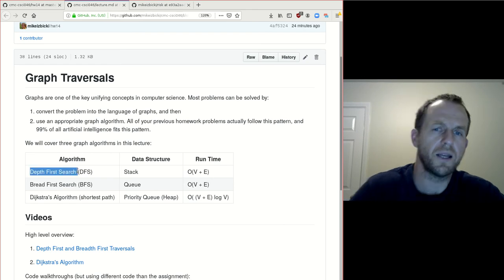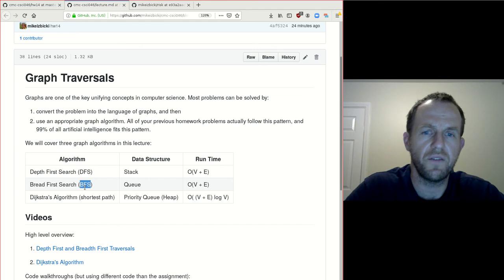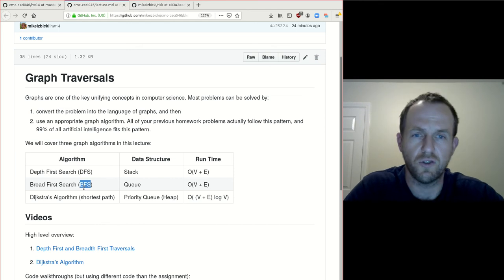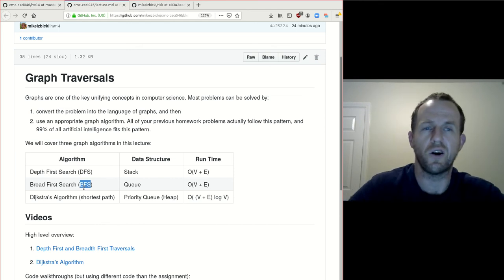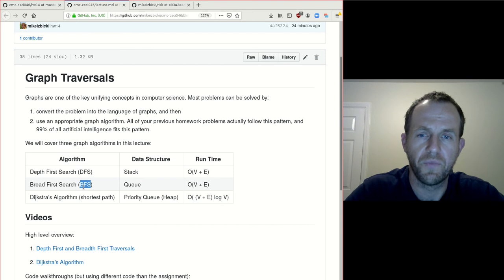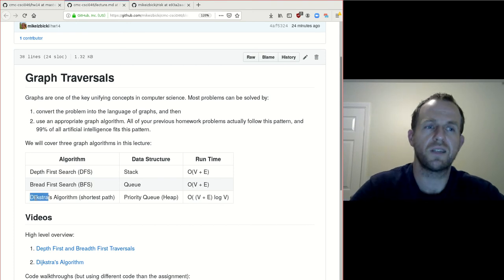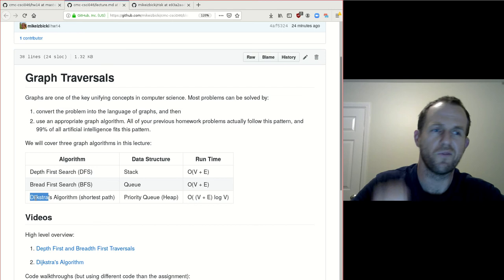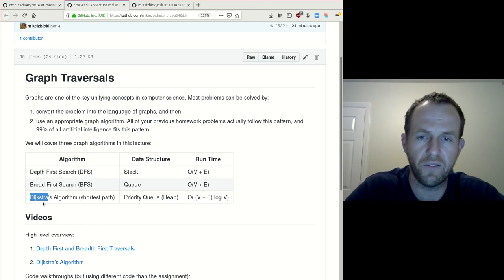We talked about depth first search, DFS, and BFS a little bit in the context of trees, and it turns out these algorithms are also applicable to graphs. And then Dijkstra's algorithm is really like the most important algorithm for graphs.